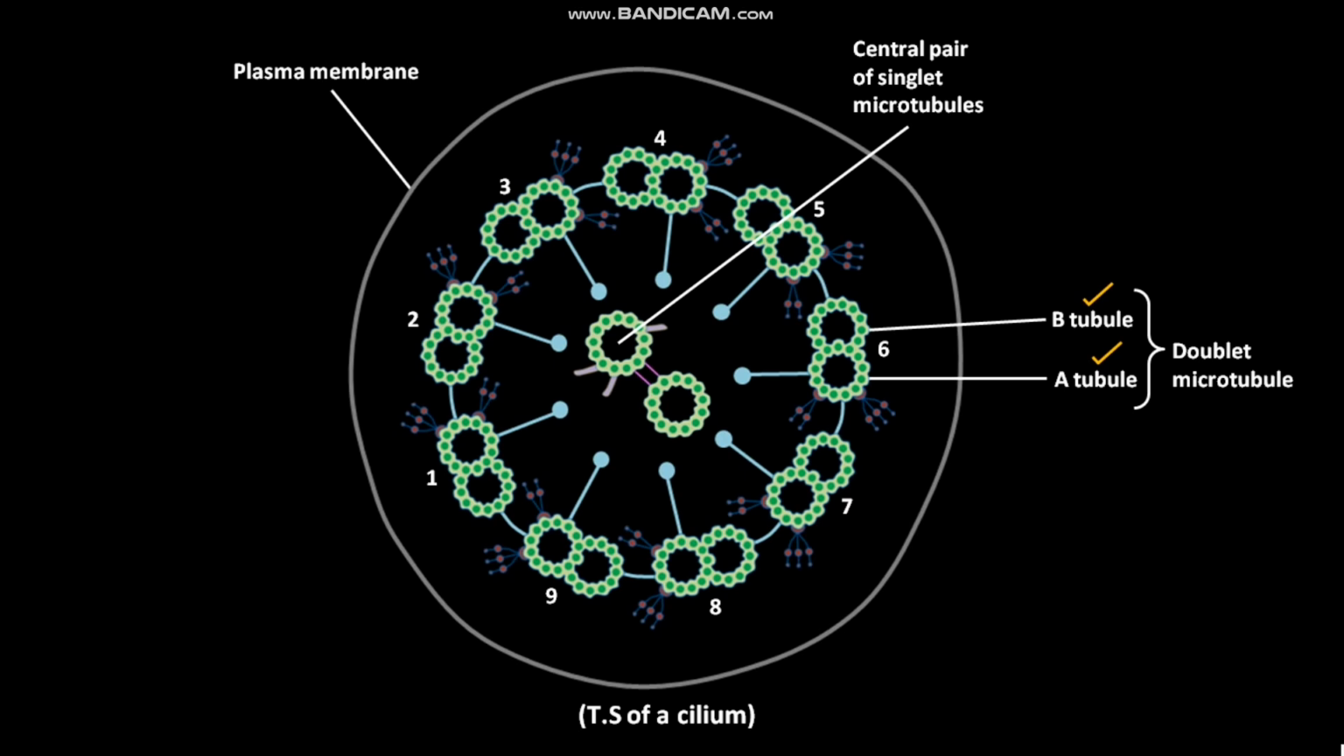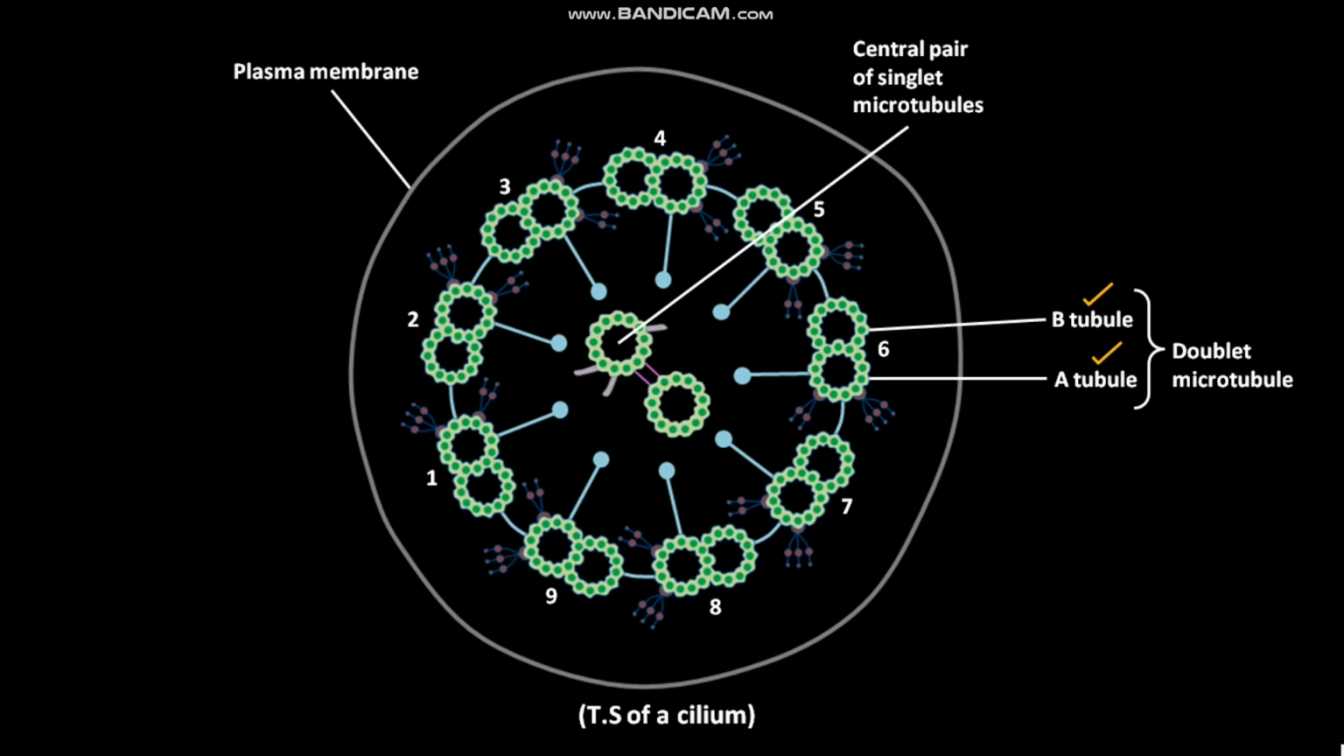The major motor protein present in cilia is axonemal dynein. Axonemal dynein is a large multi-subunit protein. Axonemal dynein is related to cytoplasmic dynein.